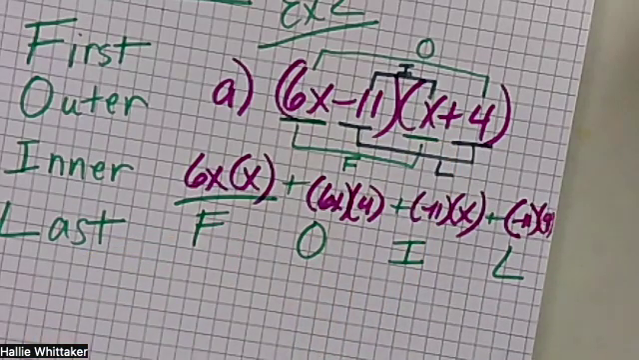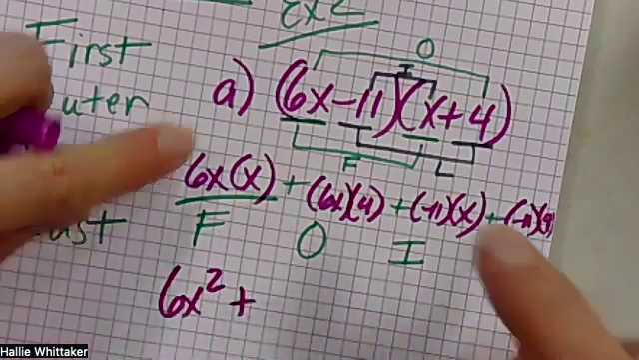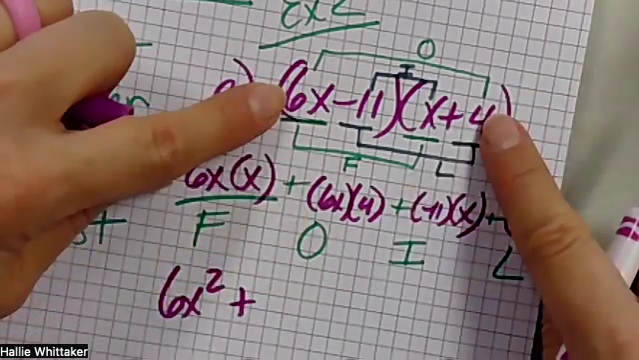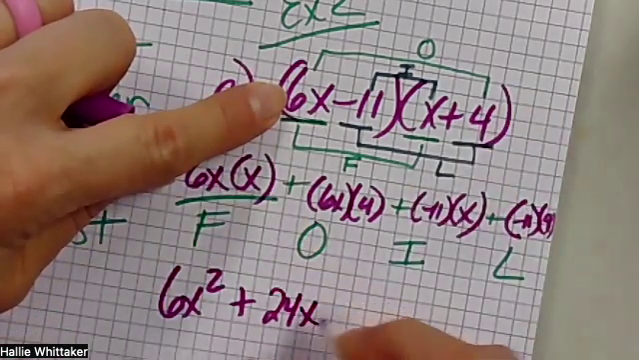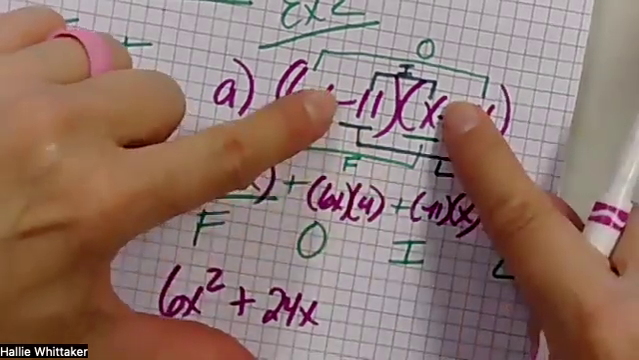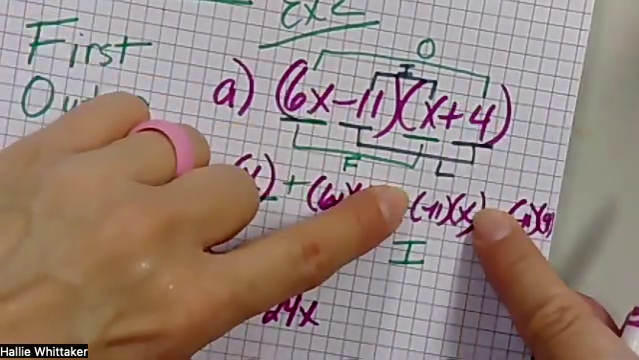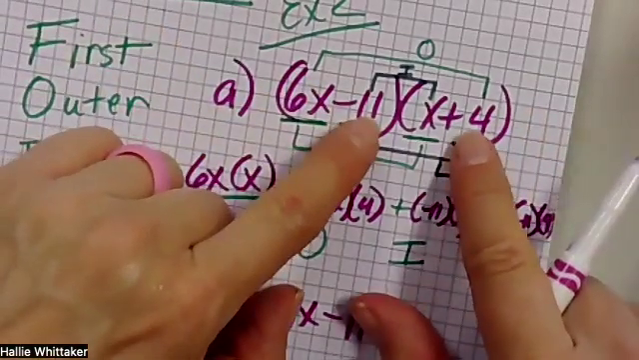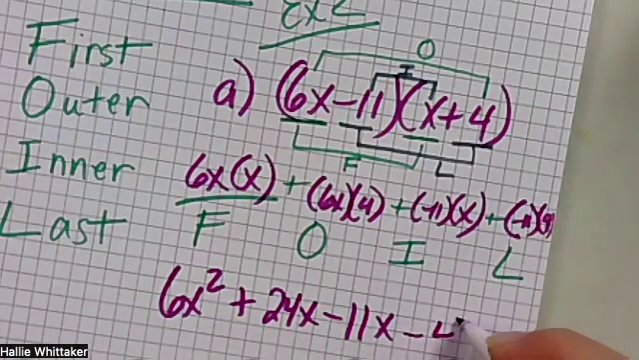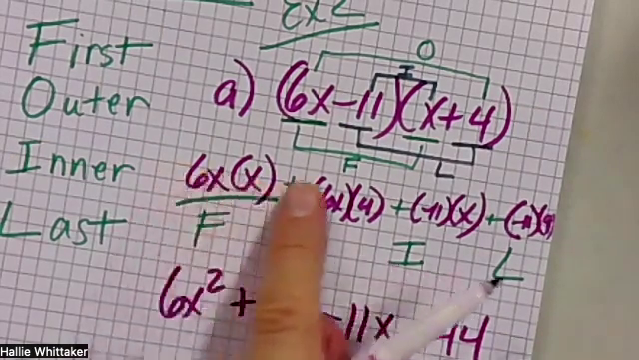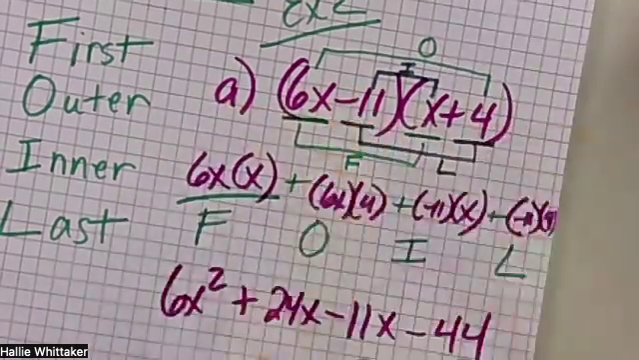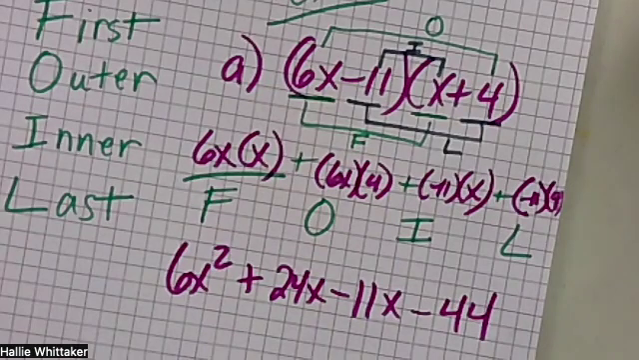Okay, so now let's clean it up. What is 6x times x? Good job. Plus, now do your outer, 6x times 4. Good job, 24x. And now your inner, your -11 times x, -11x. Good job. And then your last. You got it. Okay. And again, usually I'll skip all of this and I just look at it and I go first, outer, inner, last, and you go really quick through these once you get practiced at them.